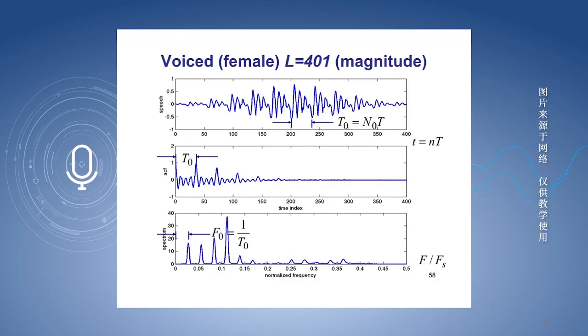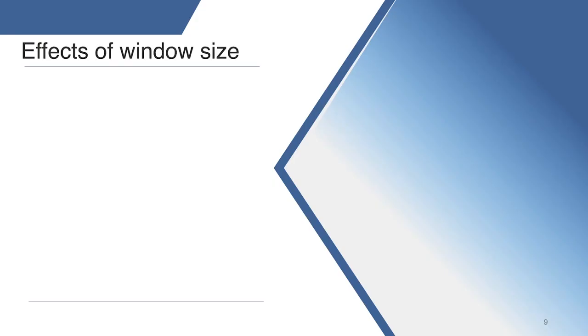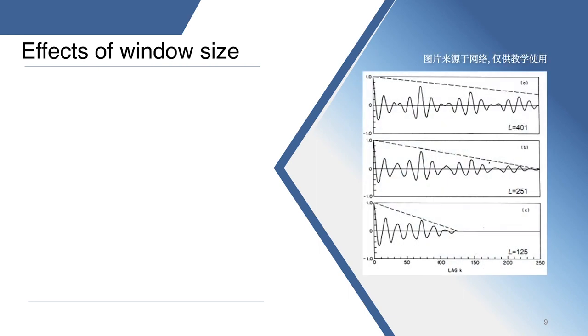This figure shows the short-term autocorrelation and spectrum of one voiced speech segment. T0 is the pitch period. F0 is the fundamental frequency. The autocorrelation function has several peaks at the positions of the pitch period and its multiples. The window size affects the pitch estimation result. It should be chosen properly.